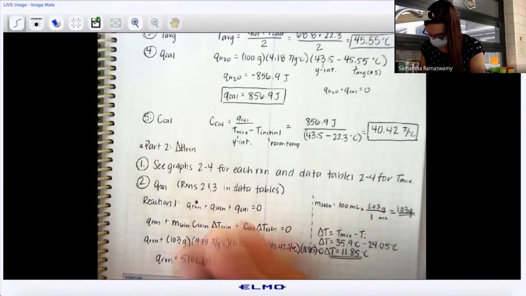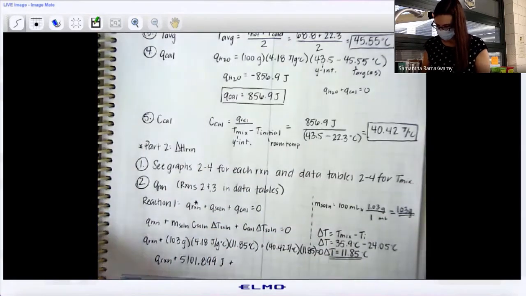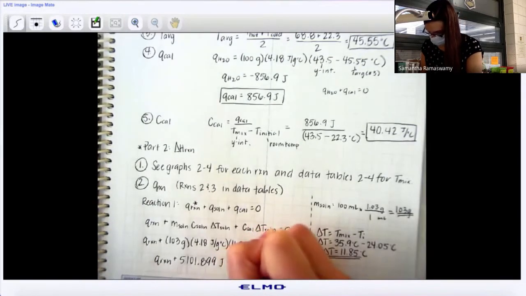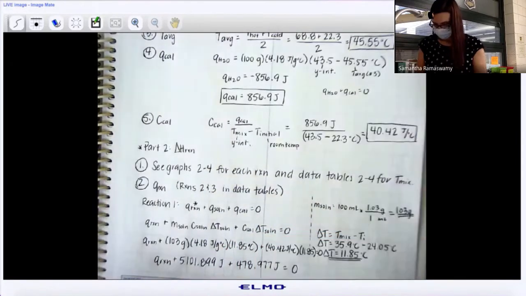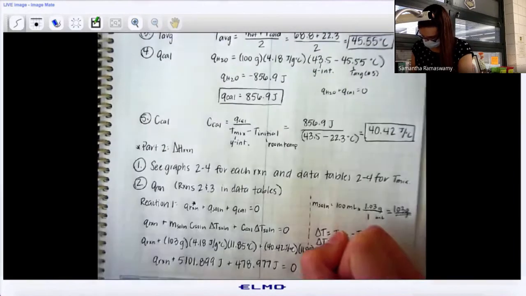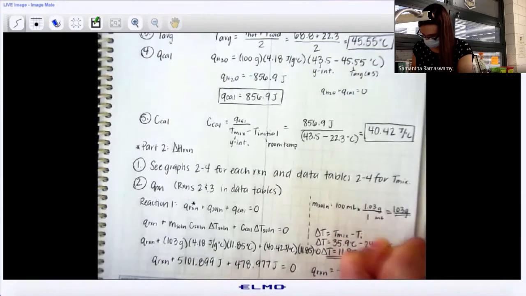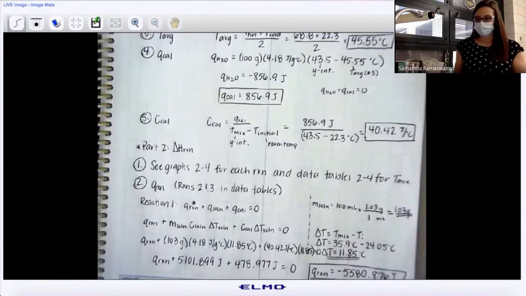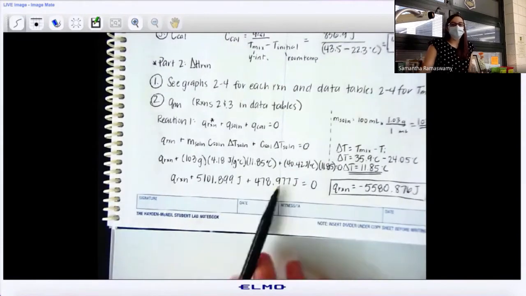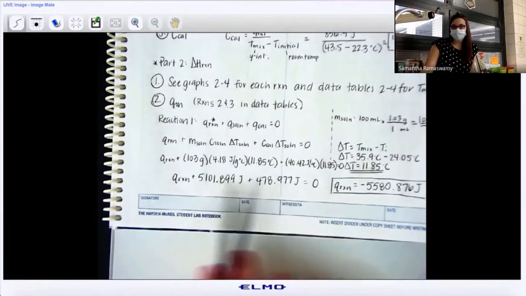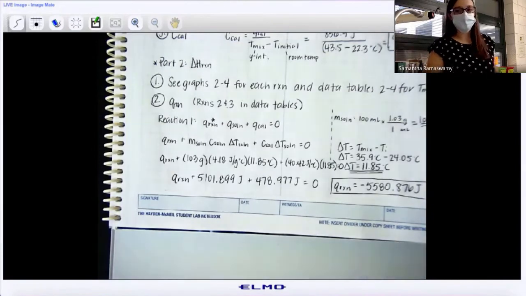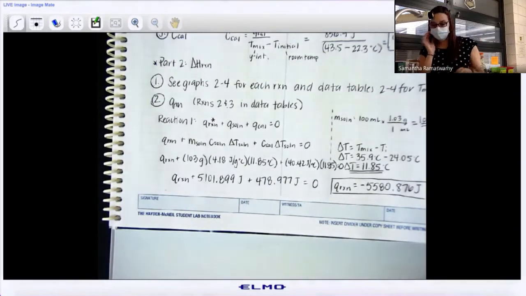5101.899 joules. 40.42 times 11.85 is 478.977 joules. So if I add the two and I flip the sign, negative 5580.876 joules. I kind of did two steps at once because I ran out of space at the bottom. So Q reaction plus Q solution plus Q cal equals 0. I added these two numbers together and moved it to the other side to get Q reaction, negative 5580.876. So that's reaction 1.